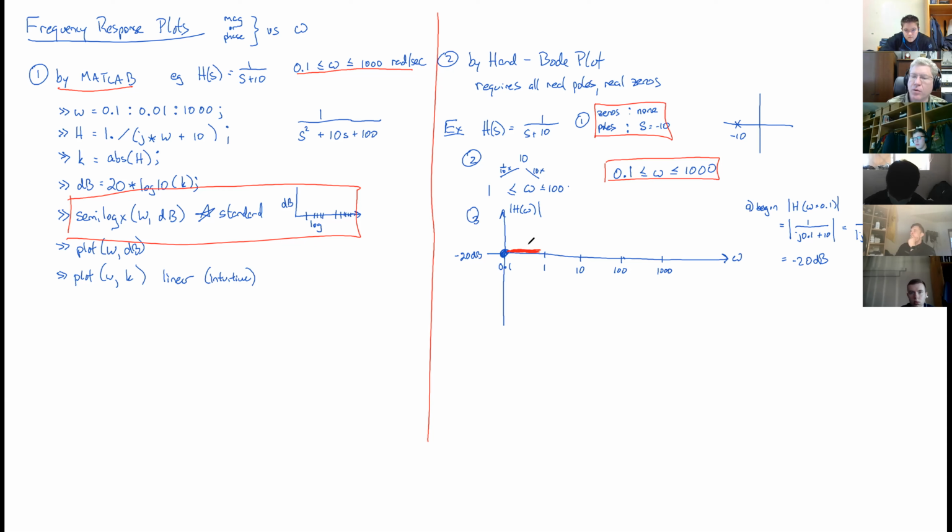If that wasn't true, if there were zeros at 0, maybe the H of s looked like s over s plus 10, so now you have a 0 at 0. Then for every 0 at 0, it starts going up by 20 dB per decade. And if there was a pole at 0, maybe it looked instead like this. So this would give you a pole at 0. For every pole at 0, it starts by going down by 20 dB per decade. But since we have neither of those cases, we start off going straight across.